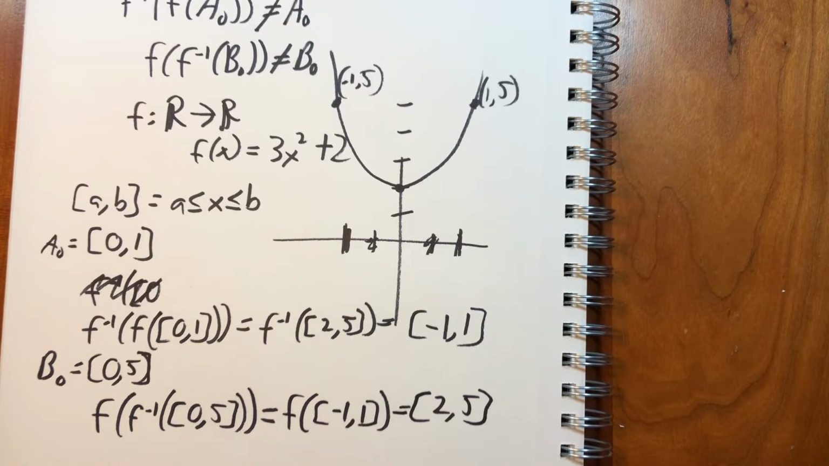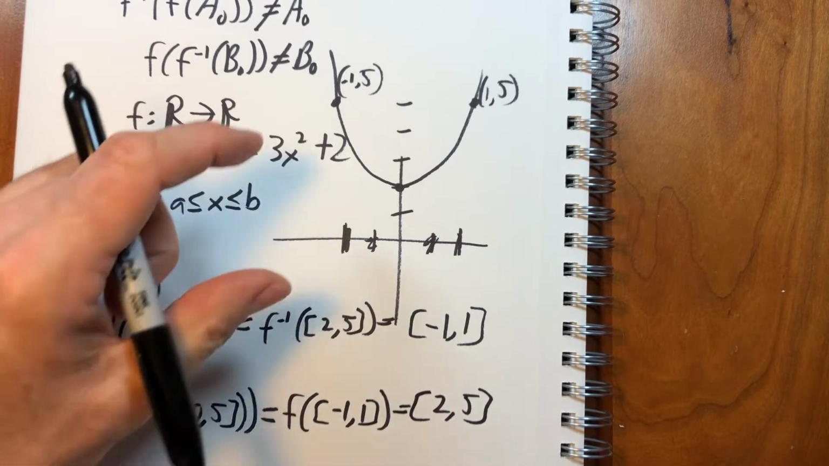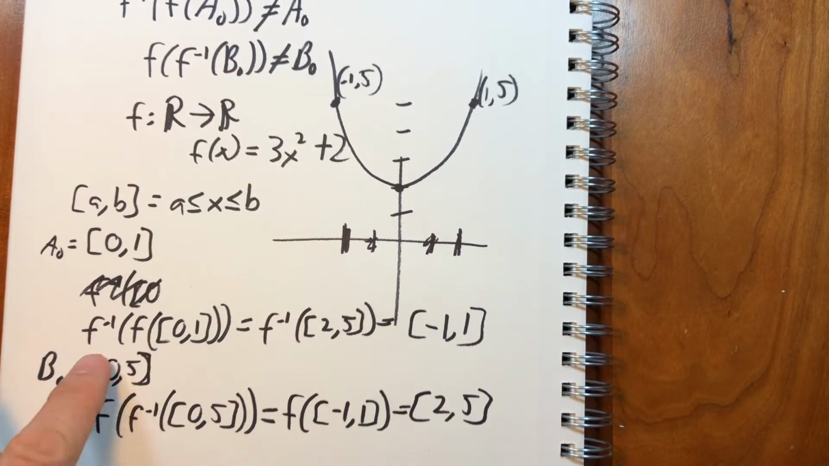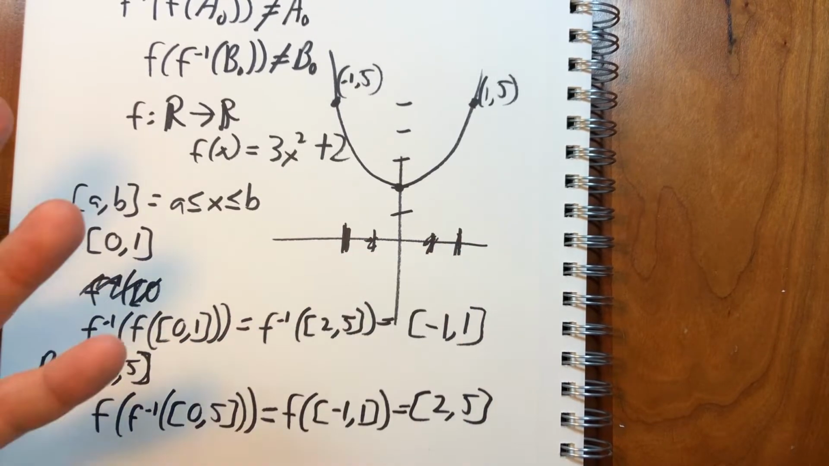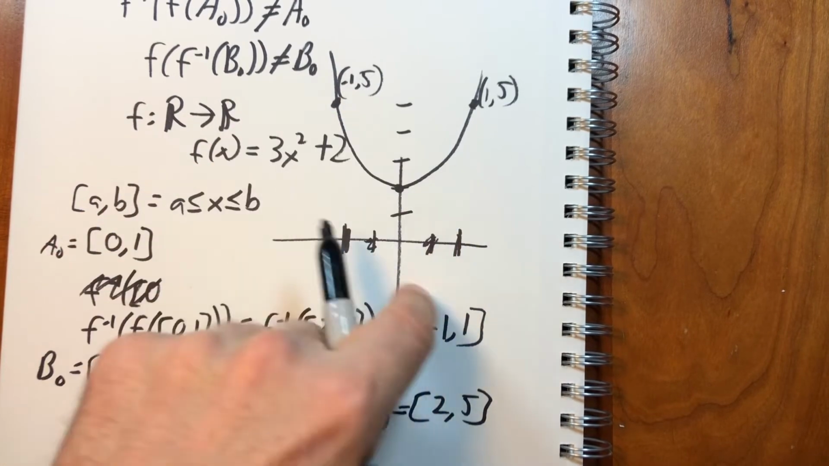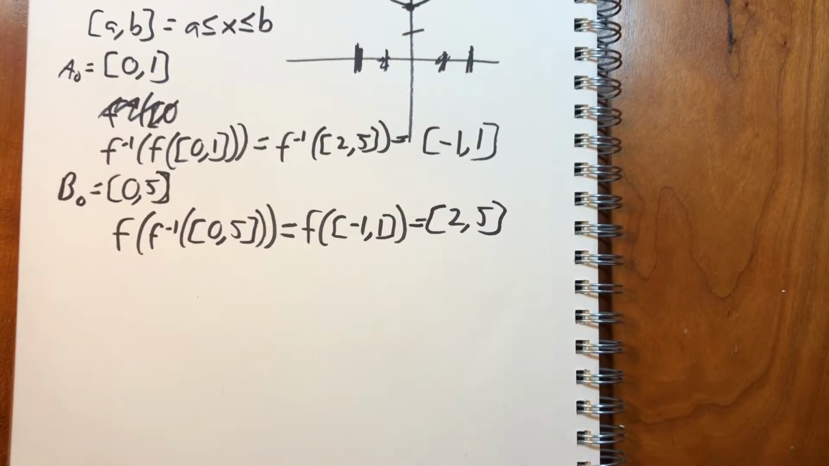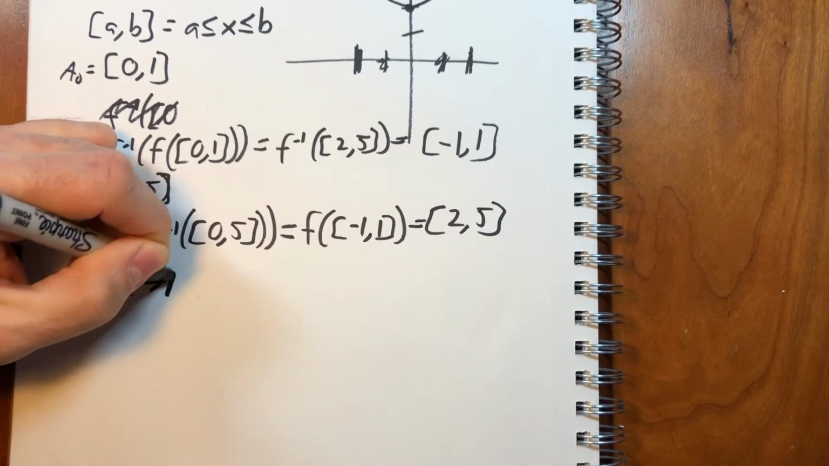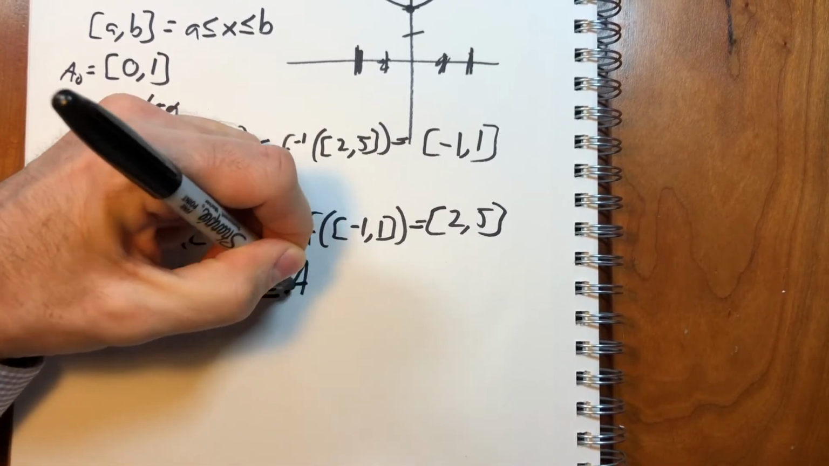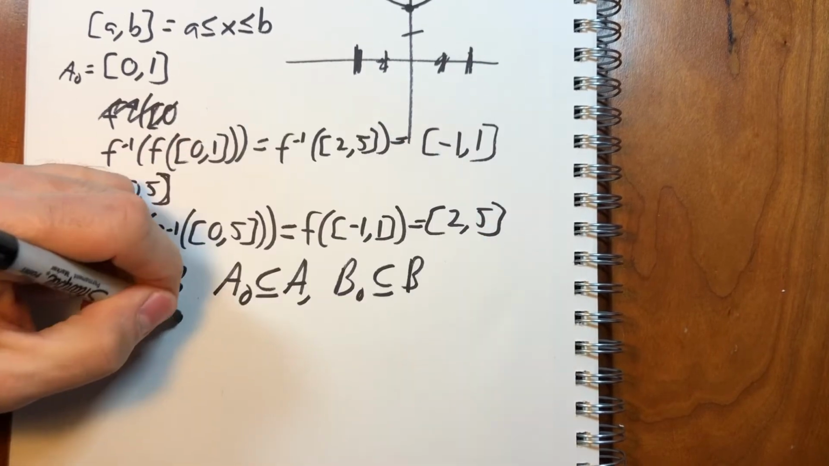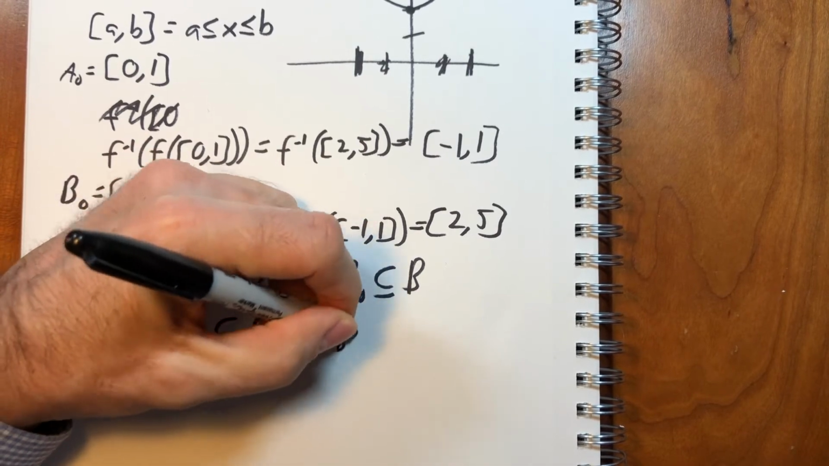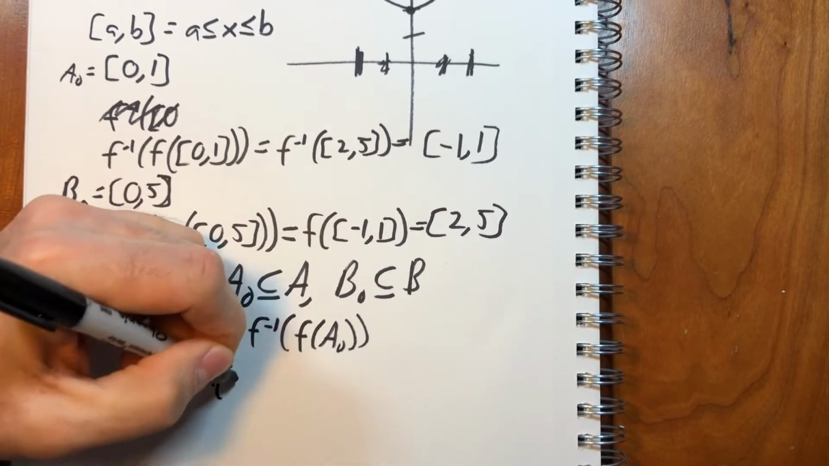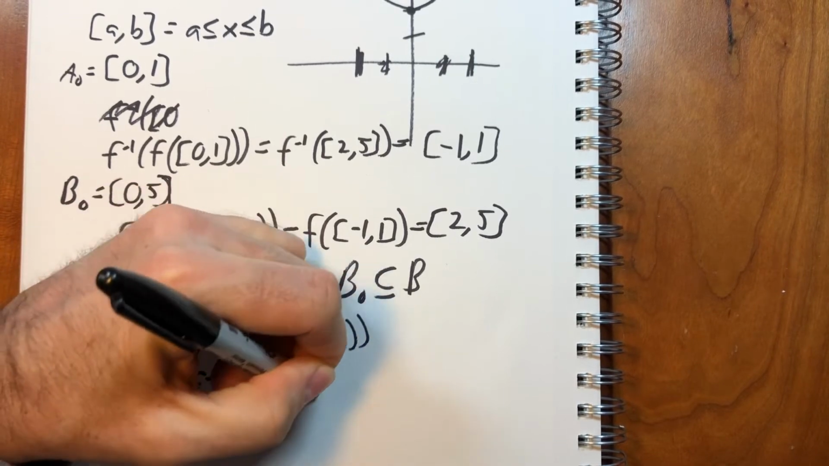So when we took the image of the preimage of a set, in this case we ended up with a set smaller than the one we started with. And when we took the preimage of the image of a set, we ended up with one bigger. It doesn't always have to be true, but this shows that it can be true, and this is what we're going to be exploring more. So the actual rules, then: if we have a function from A to B, and A sub 0 is a subset of A, and B sub 0 is a subset of B, then we have that A sub 0 is a subset of the preimage of the image of A0, and the image of the preimage of B0 is a subset of B0.